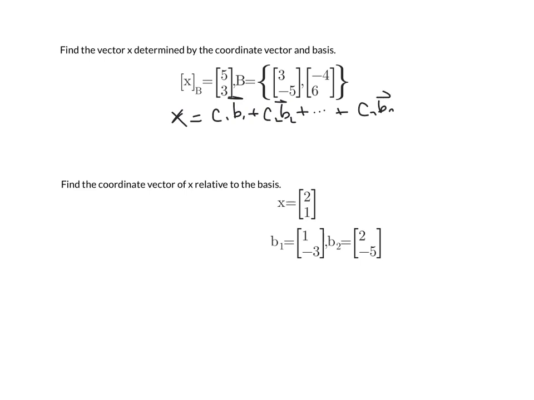then this just means that our x is equal to our first weight, 5, times the first vector in the basis, plus 3 times our second element in the basis. And we get that x is equal to 5 times 3 minus 3 times 4. So that's going to be 15 minus 12, or 3. And then negative 25 plus 18.